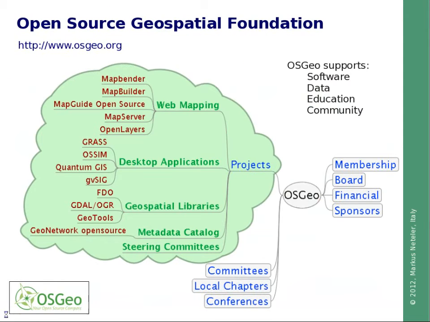What does the landscape of the Open Source Geospatial Foundation look like? In the first place there are the different projects which are related to web mapping, desktop applications, geospatial libraries, metadata, and catalogs, and all of them have steering committees to organize the related communities. But OSGeo is not only about software, it is also about public geodata, education and community development. OSGeo itself is controlled by the charter members who elect a board of directors. There is financial support from different sponsors, especially from industry.